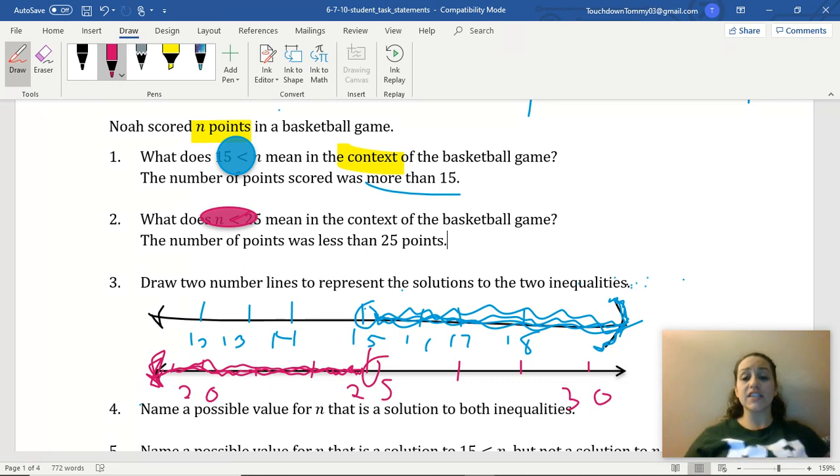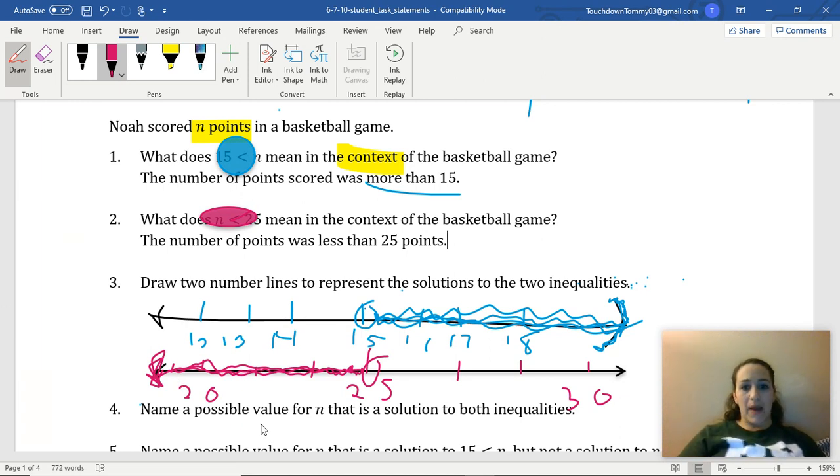So when they ask us to represent it, they just want you to draw a number line, put your dot on the number that we're working on. You will need to pay attention to whether that's an open circle or a closed dot. And then you need to shade one of the sides of that number line.